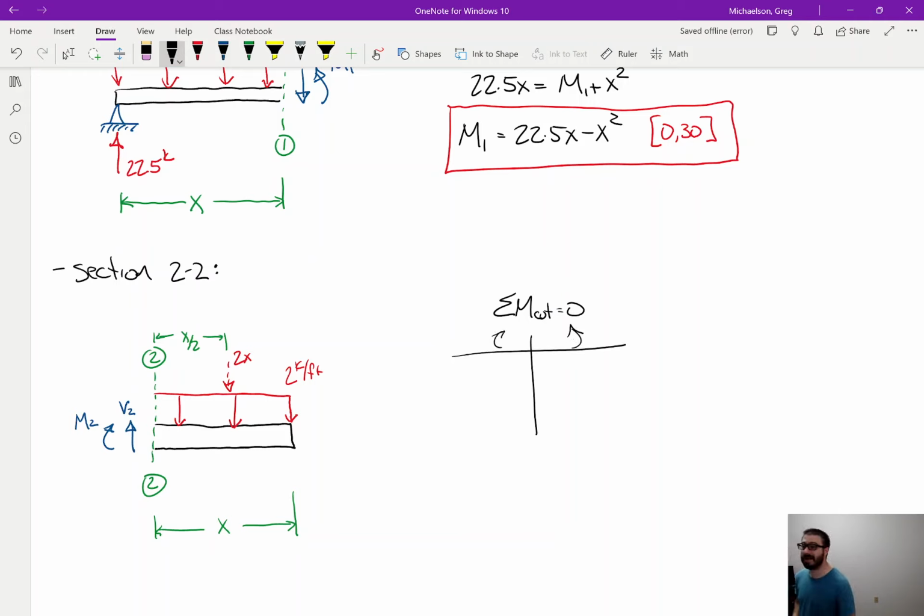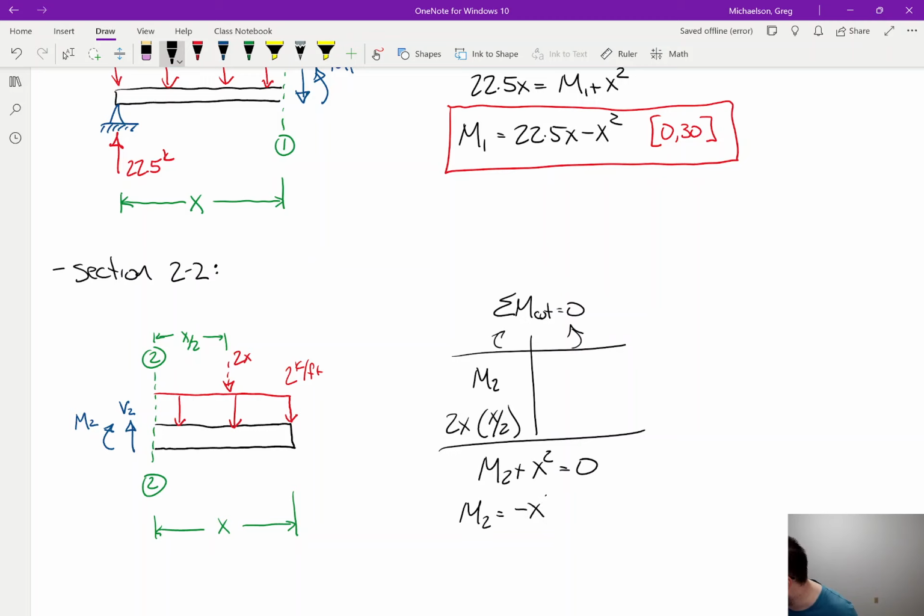So this one's got much fewer expressions because I've got M2. And then I have 2x times x over 2. So this one is just M2 plus x squared is 0, or M2 is minus x squared.